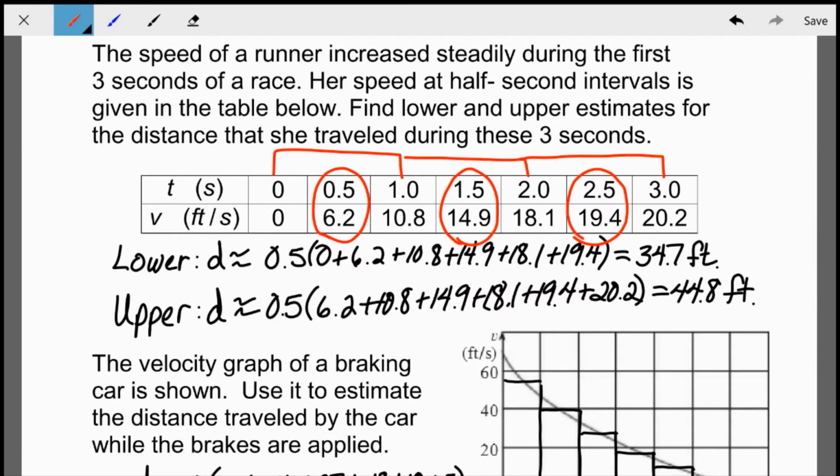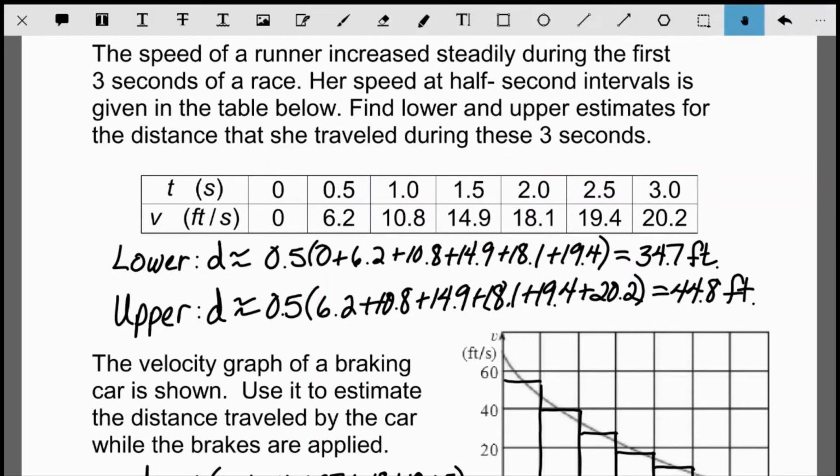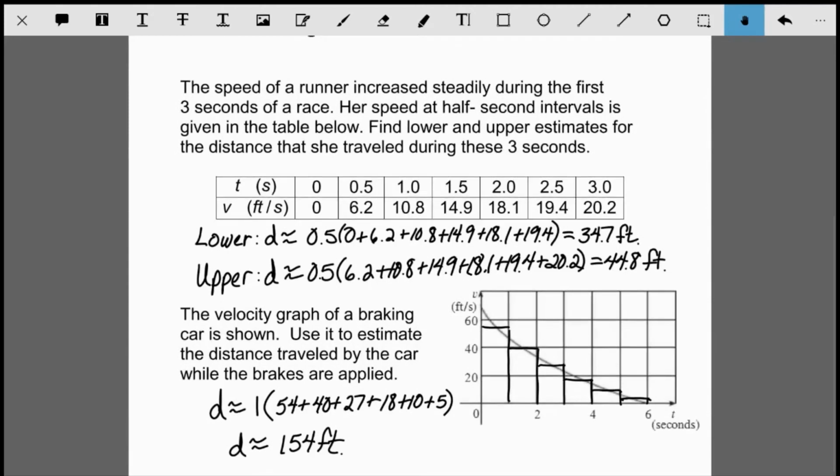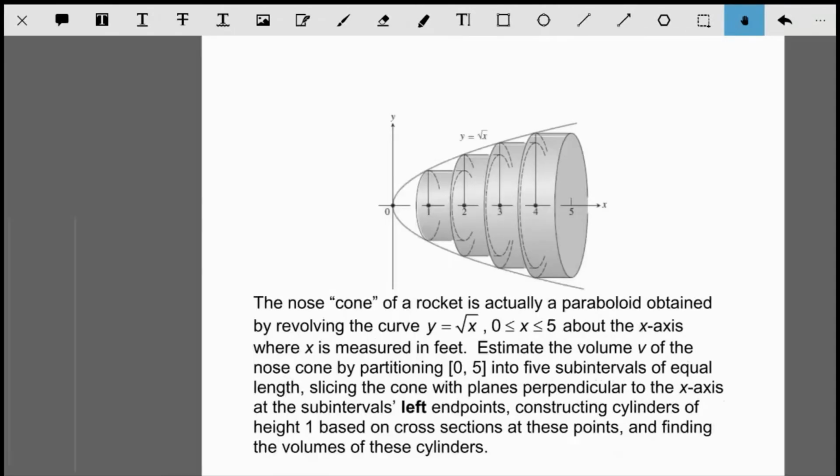So as a general rule, we're never going to use midpoint approximations when we're doing rectangular approximations with data sets, just because we're disregarding so much of the data. So try to keep that in mind when you're working through some of these application problems.